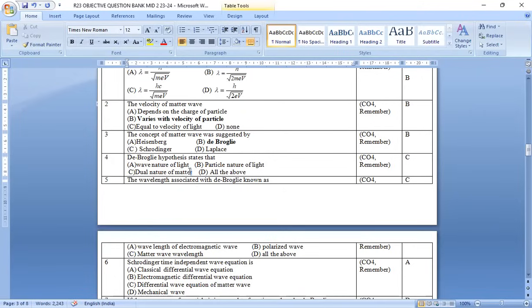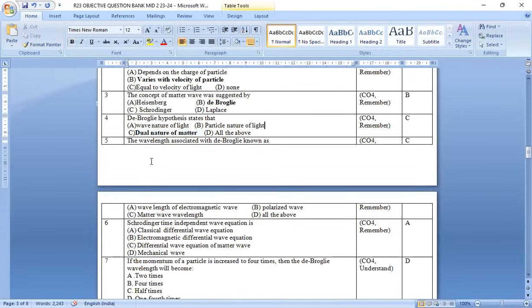Dual nature of matter. And then, coming to the next one. The wavelength associated with the de Broglie is known as option C, matter wave wavelength.